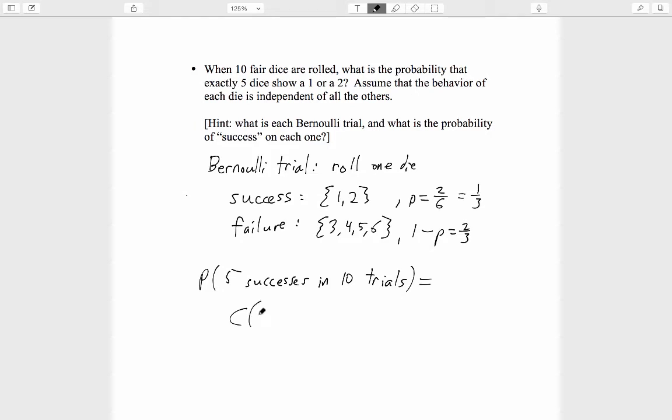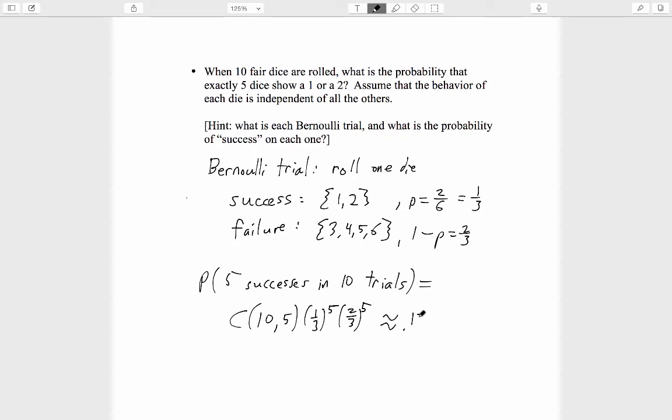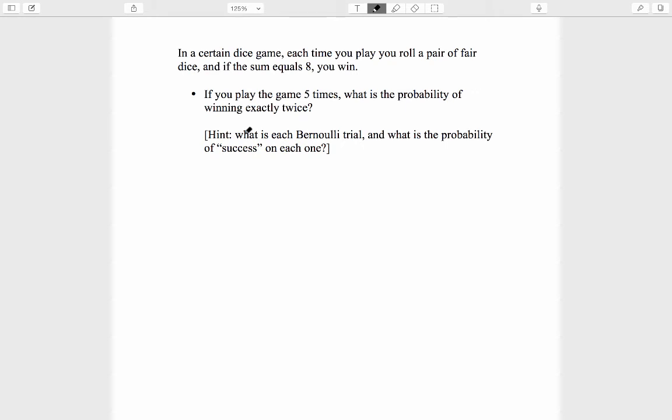And we write down, according to the formula, 10 choose 5 times the chance of rolling a 1 or a 2 raised to the 5th power, because we're asking about that happening 5 times, times the probability of the other thing taking place, also to the 5th power, because if there are 5 successes, there are also 5 failures in these 10 attempts. This is approximately equal to 0.1366.